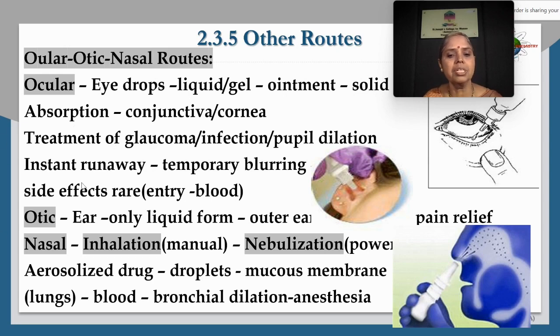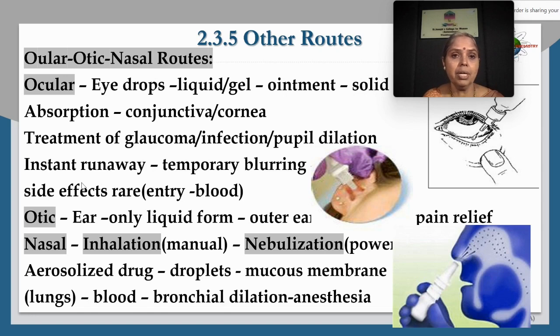But the problem with this route is that there would be instant runaway. The moment you put your lid down like this, they will hold the lid like this for some time and then put the drop. The moment they release, you put your lid down and the drop's instant runaway will be noticed.